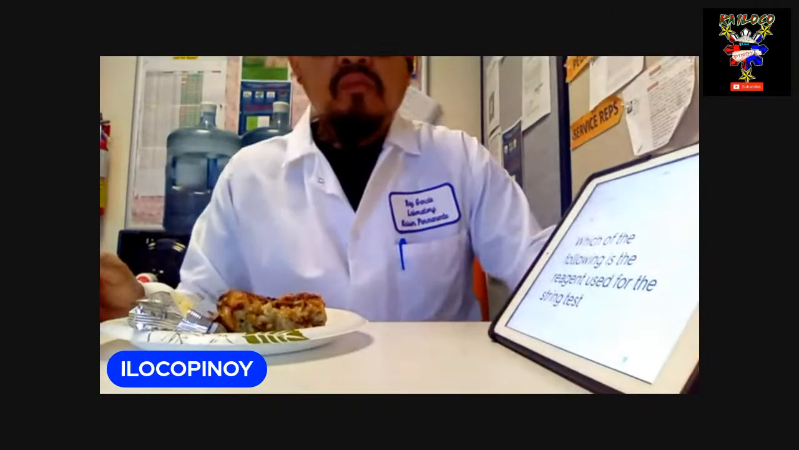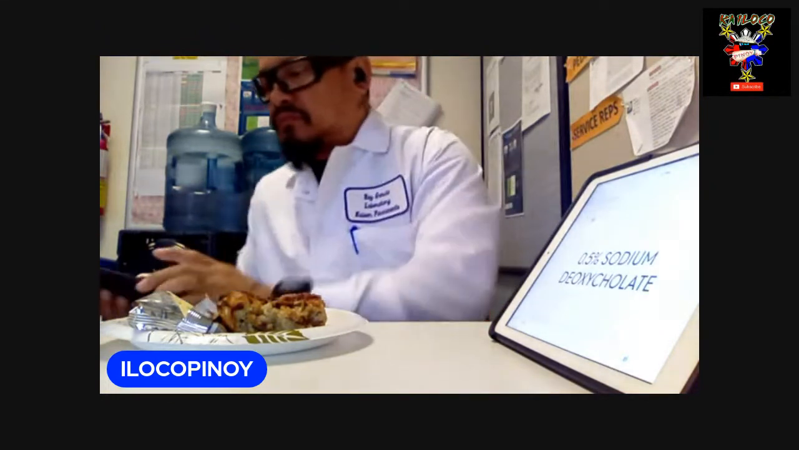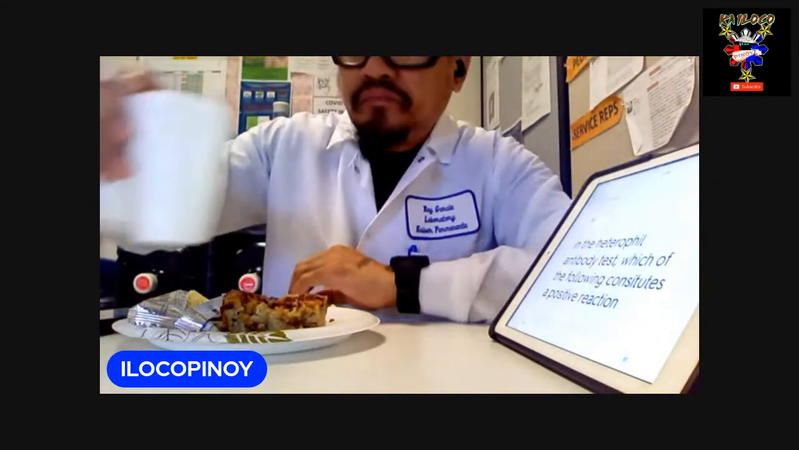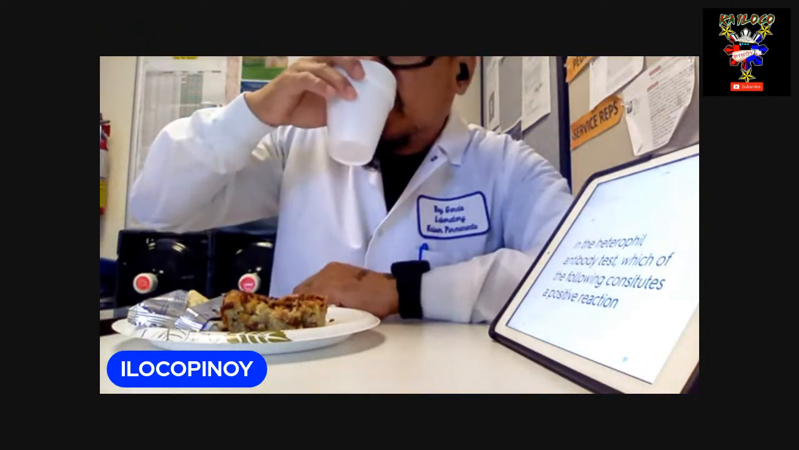Which of the following is the reagent used for the string test? 0.5% sodium deoxycholate. In the heterophile antibody test, which of the following constitutes a positive reaction? Agglutination.